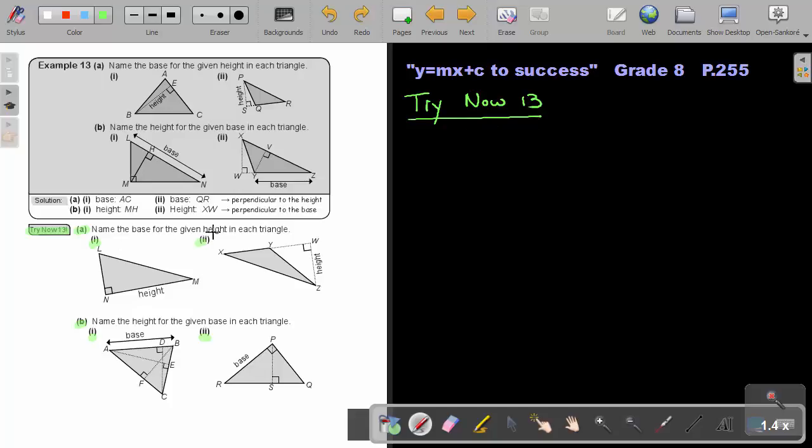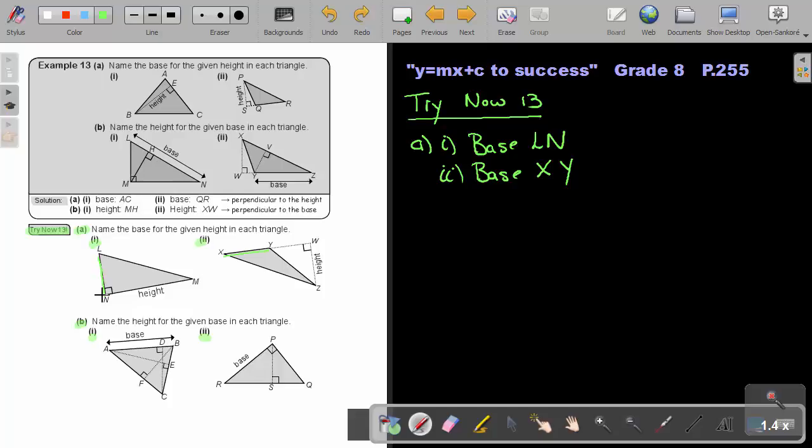Okay, name the base for the given height in each triangle. So this is the height, then this will be the base. So we can say here the base will be LN. Okay, and if I look at the second one, this is the height, so then this will be the base. Then that will be XY. So the base will be XY. So it was this one and it was this one.